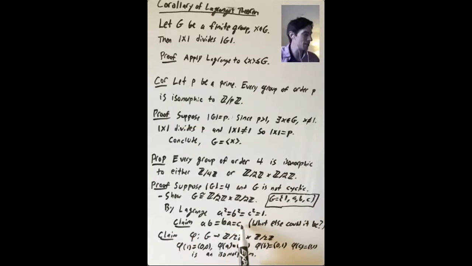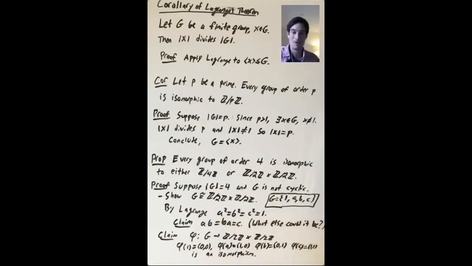If A times B was equal to 1, then B would be equal to A inverse. But we already know that A is equal to its own inverse because A squared is 1. So AB can't be 1. AB can't be A because then if you multiply by A inverse on the left, B would have to be equal to the identity, and it's not. Same thing: AB can't be equal to B.